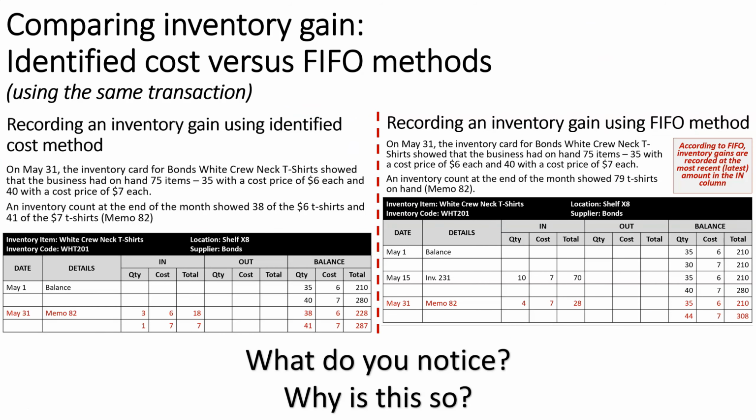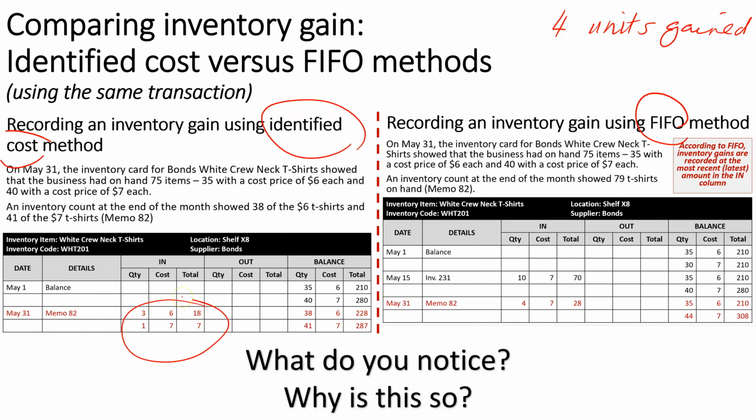Jumping over into inventory gain, we can see that on the left, once again, we have identified cost, and on the right we have FIFO. Both of these transactions have 4 units gained. But once again, we can see that under identified cost, we have one way, and under FIFO, we have a second way. Under identified cost, we know that we ended up with 38 of the $6 t-shirts and 41 of the $7 t-shirts. We then simply need to adjust to get to this balance.